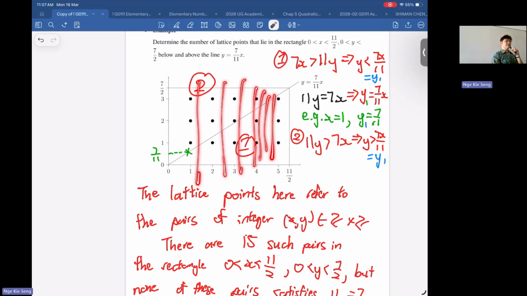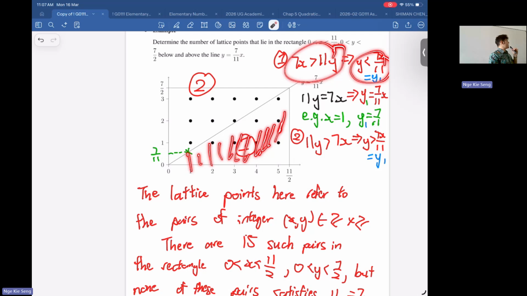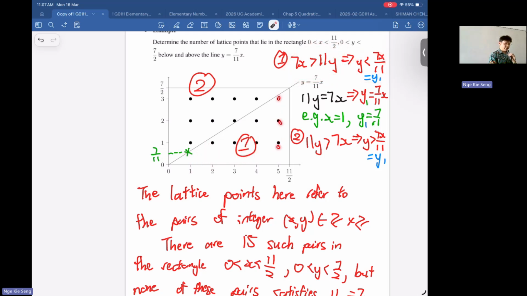Does it make sense? Okay, so in this case here, which one did I write first? 7x greater than 11y, right? So we are looking at the bottom region here. Okay, so how many possible points are here? So this is what we are counting here.